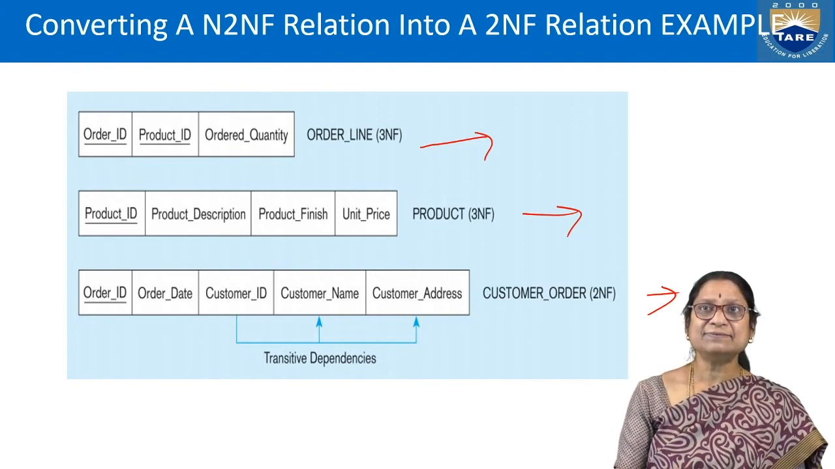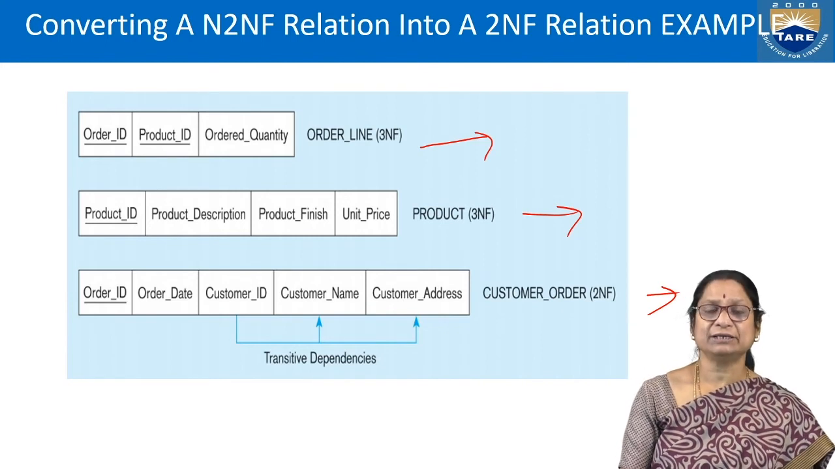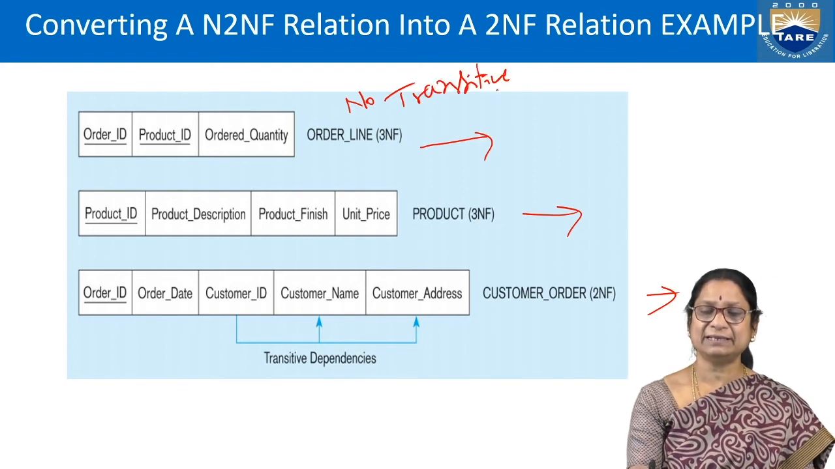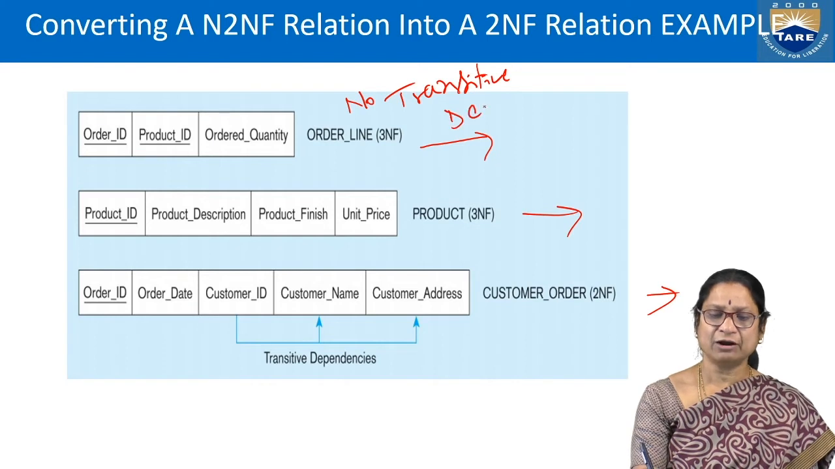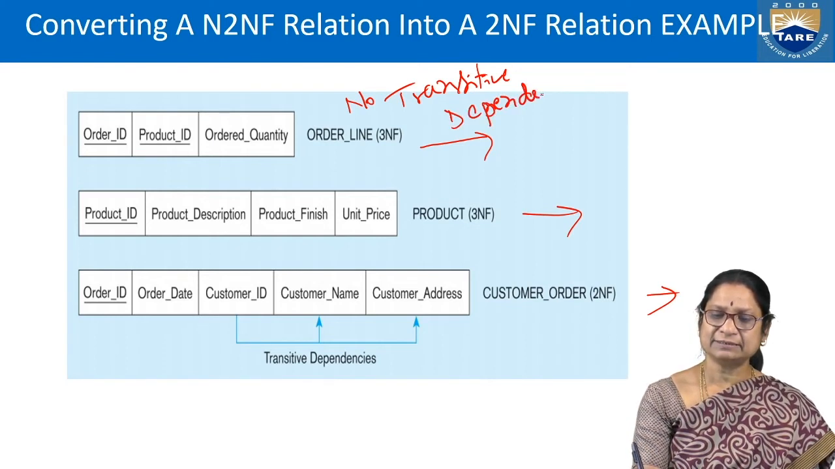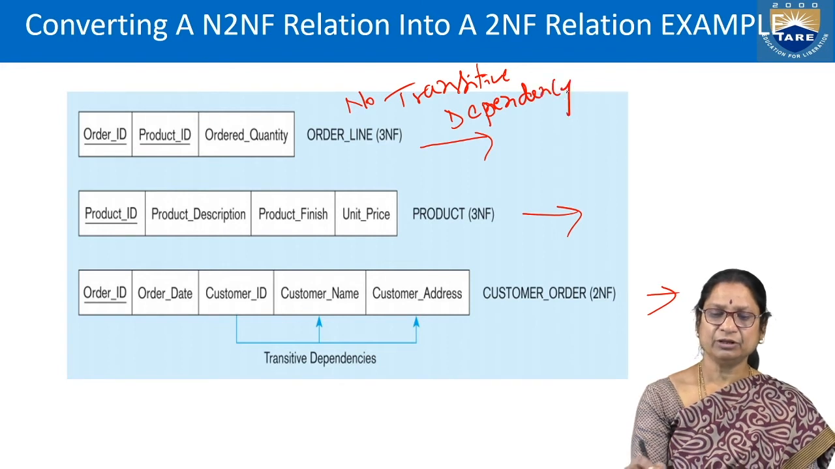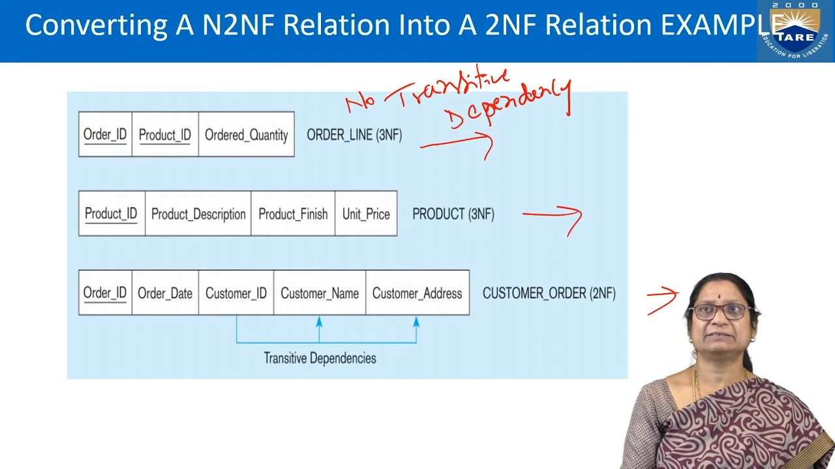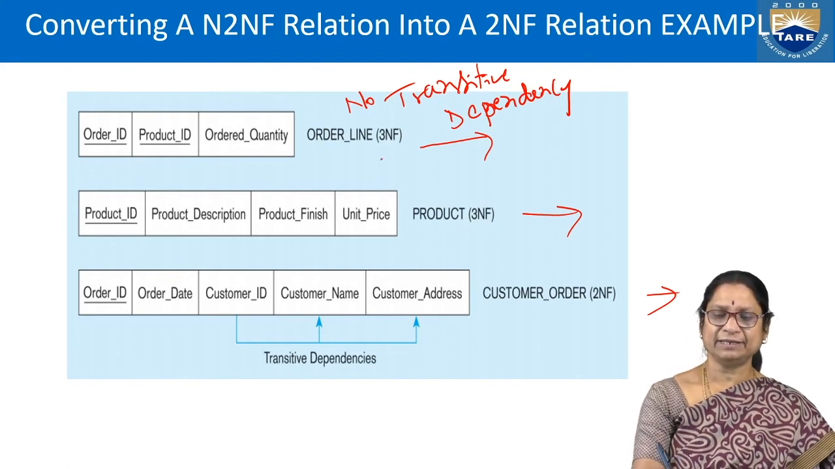If it exists, then we have to convert. Clear? So that's why here, in the order relation, there is no transitive dependency. There is no transitive dependency on this relation, because only one dependency exists. What is that? Order ID, product ID determines order quantity. Only one, and no transitive dependency. So that's why it is already in 3NF.